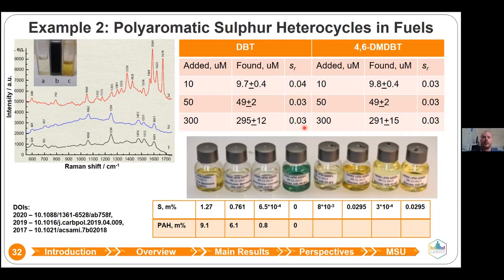And in principle, we can do both sulfur heterocycles and polyaromatic hydrocarbons. Here I advise you to check these articles, because there is much more detailed information in them. Okay.